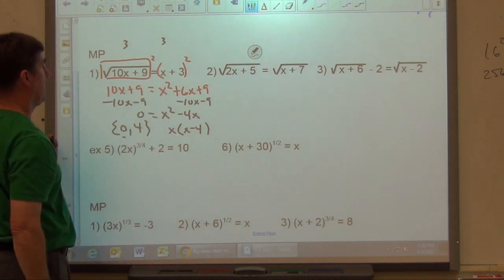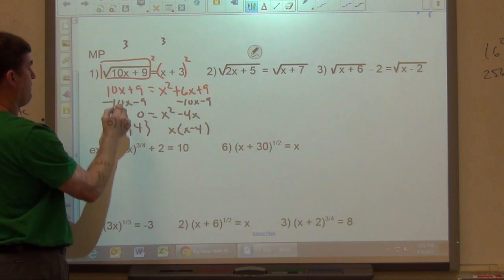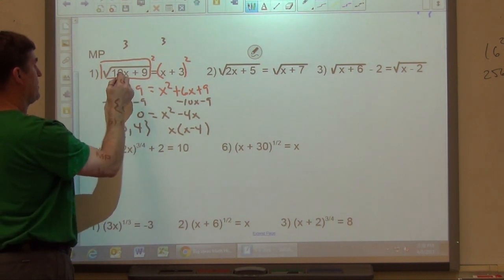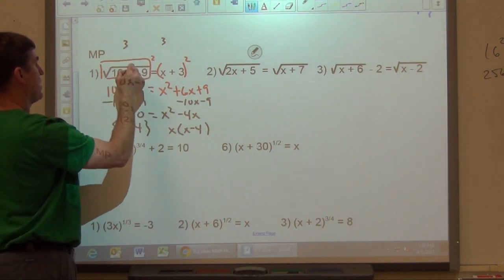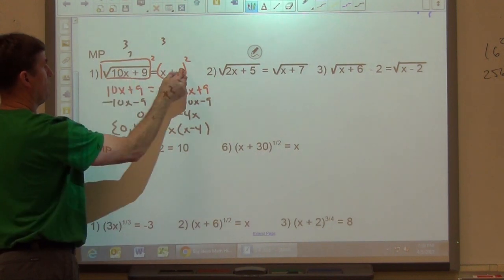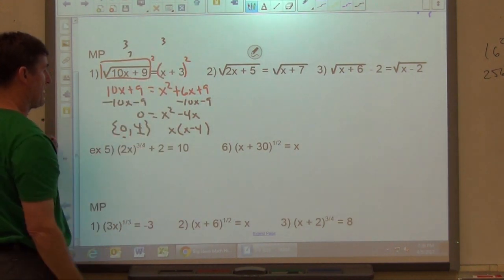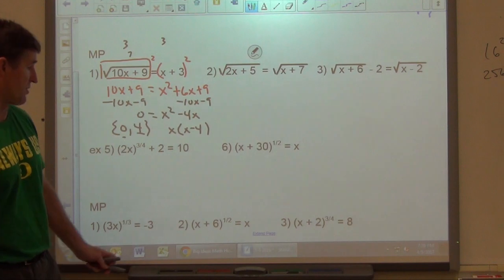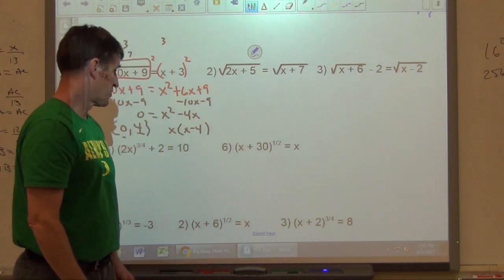So 0 is alright. If I plug in 4, I get 4 squared plus 9, which is 49, and the square root of 49 is 7, and 4 plus 3 is 7. So in this case, they both work. There's no extraneous solutions. So I'm good on that one.